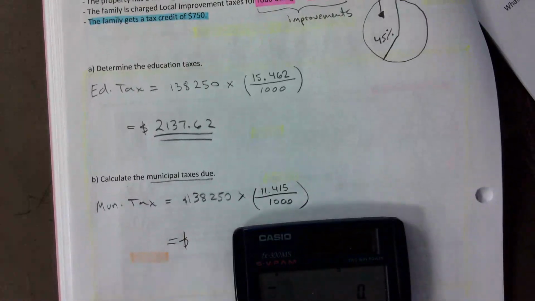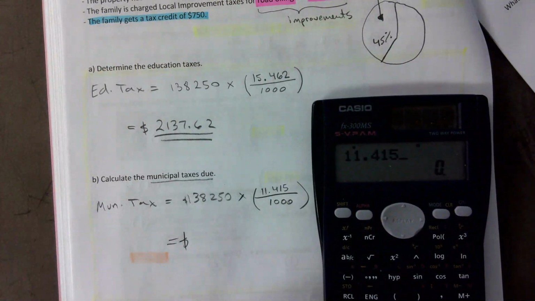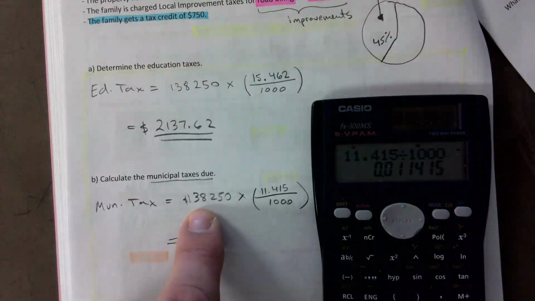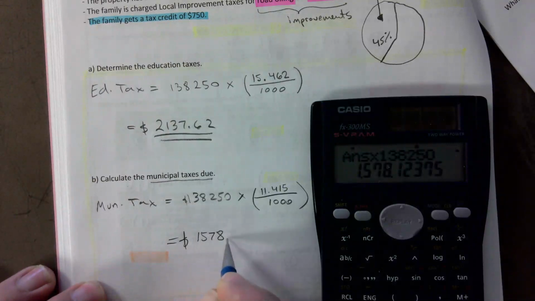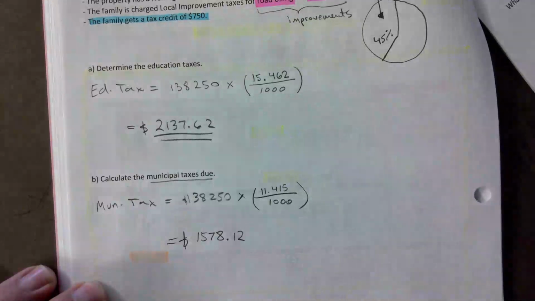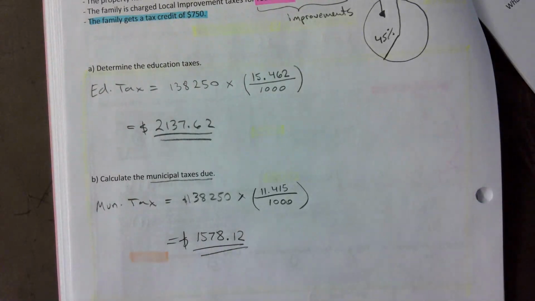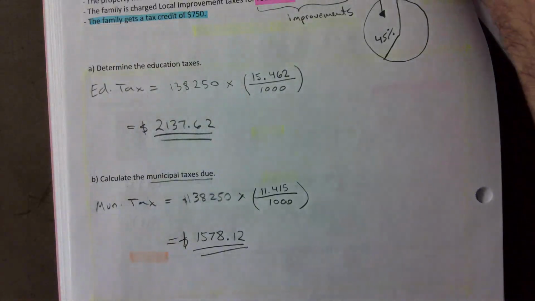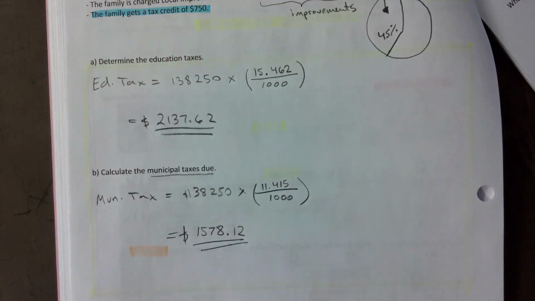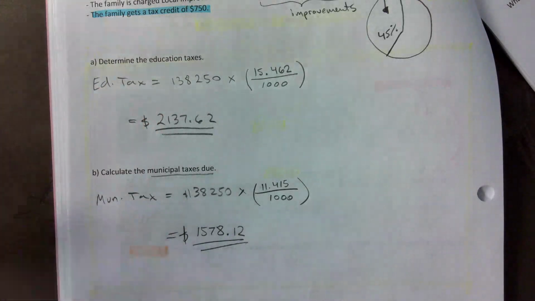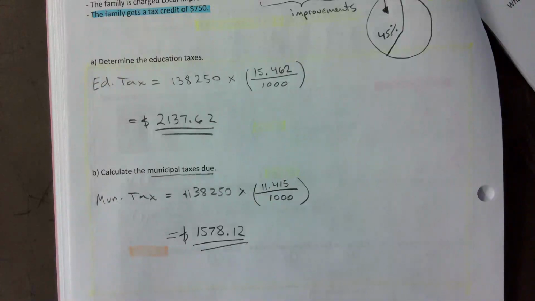Let's figure out that. Can't see that, right? There we go. Divided by 1,000. Right, and then I multiply by 138,250. So here it is, 1578.12. So in this case, it breaks down. I want education, I want municipal in a certain spot. Not always will you be asked to do it in steps. Sometimes it's just figure out the total. So you have to do this in steps anyways, but then later you combine it all into one.